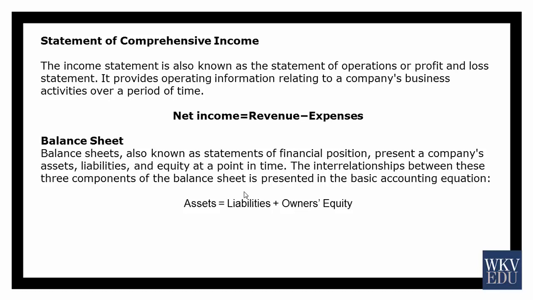for the company. Balance sheet, on the other hand, also known as the statement of financial position, presents the company's assets, liabilities and equity at a point of time, and therefore it is known as a statement of financial position, because it shows what the position is as of today's date. The relationship between the 3 variables that I talked about, assets, liabilities and equity, is shown on your screen right now. And assets equals liabilities plus equity is also the basic accounting equation.